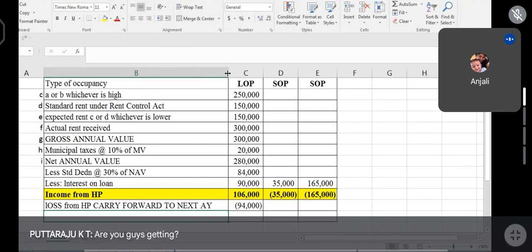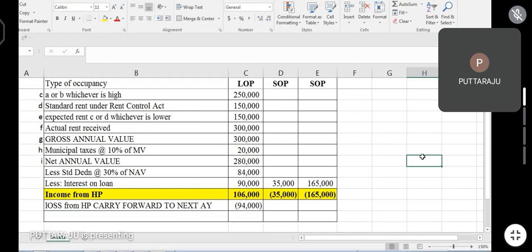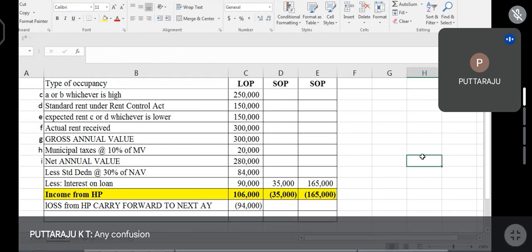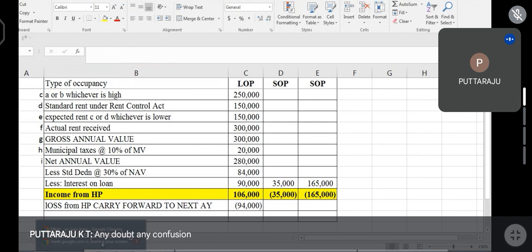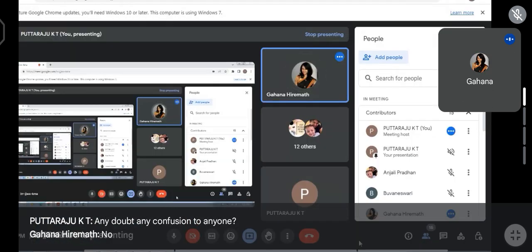Yes, sir. Okay. Shall I go to the next problem? Any confusion, any doubt? Any doubt, any confusion to anyone? No, sir, understood. Understood?